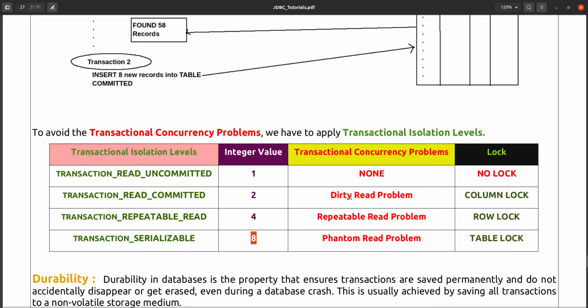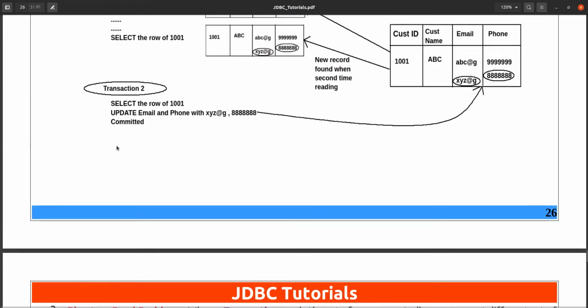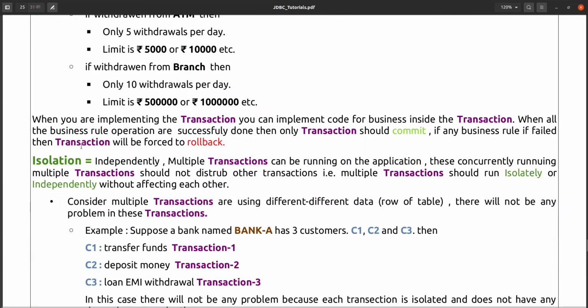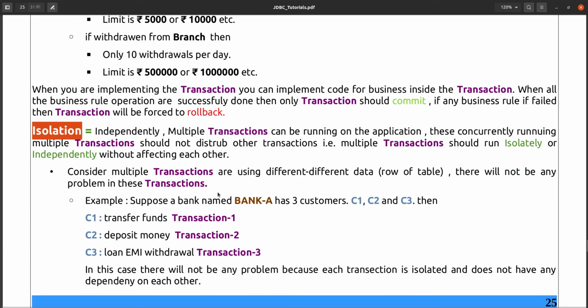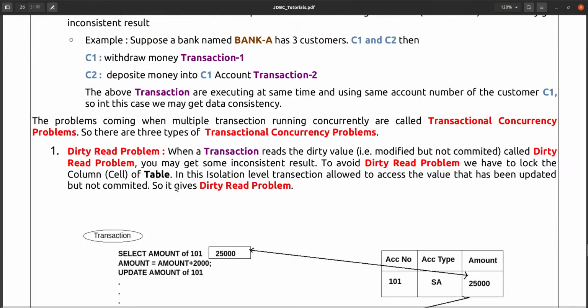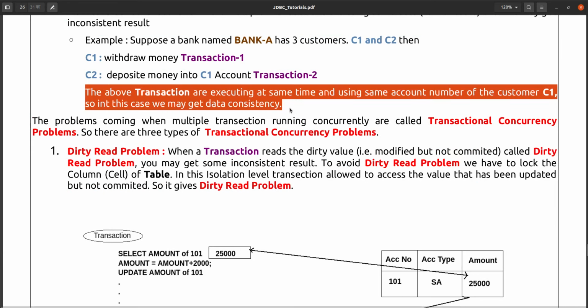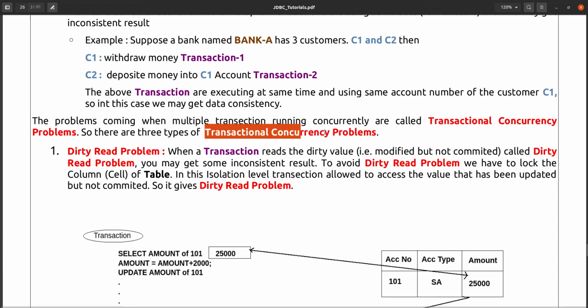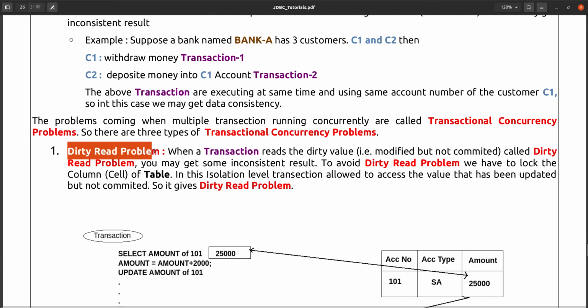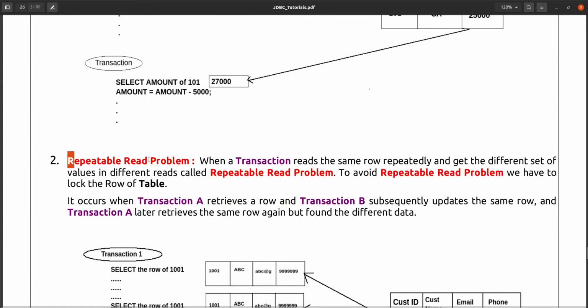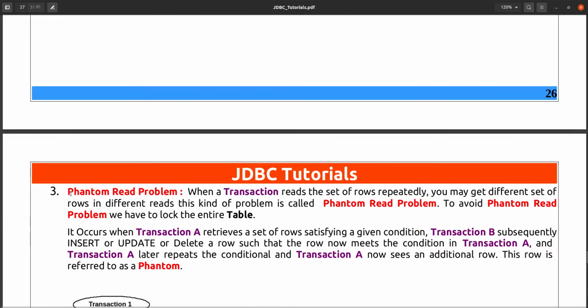So this is called isolation. Isolation means independently. When multiple transactions are running, you may get data inconsistency. How can you get data inconsistency? You can get it only when multiple transactions are accessing the same data. And what type of transactional concurrency problem can you get? You may get the dirty read problem, the repeatable read problem, or the phantom read problem.